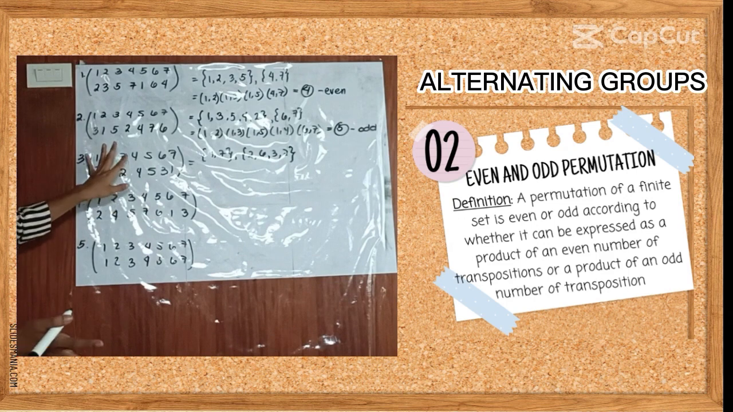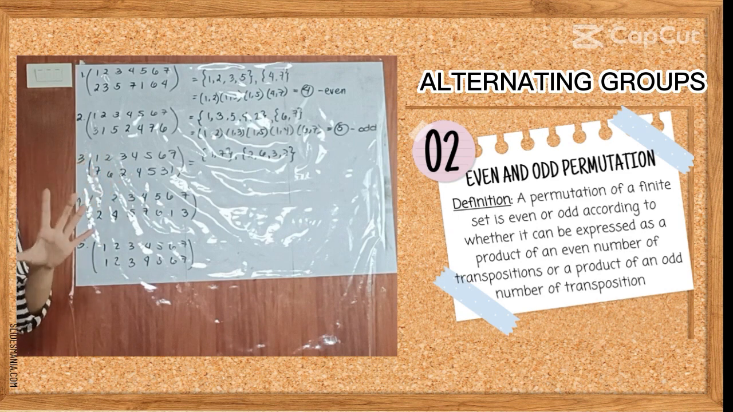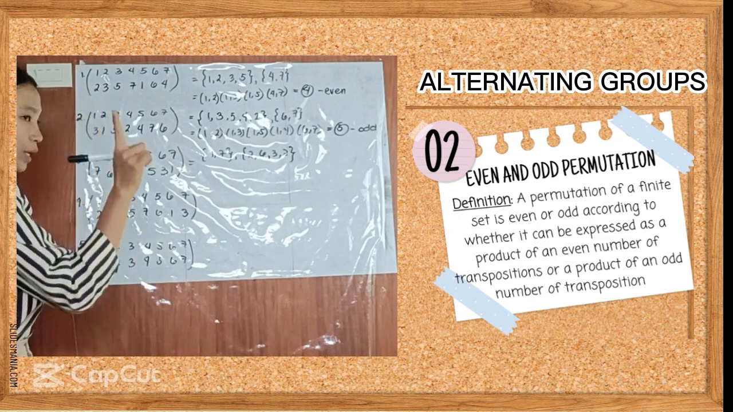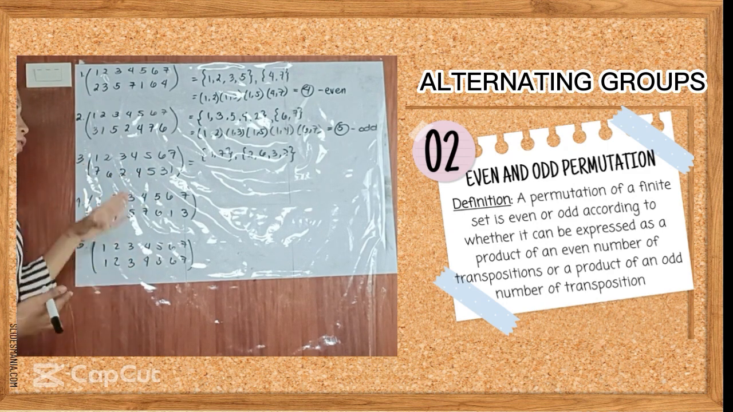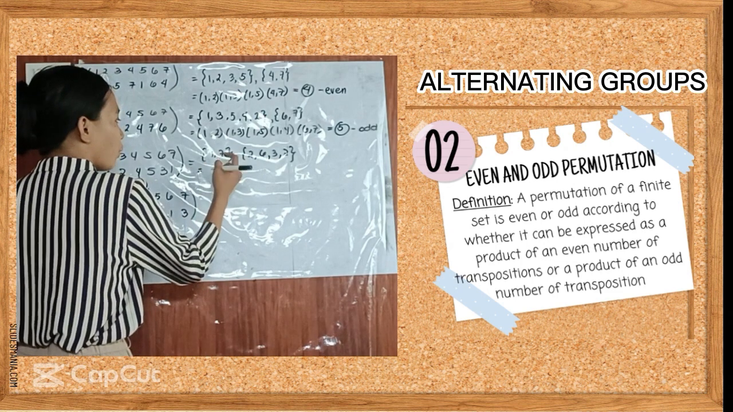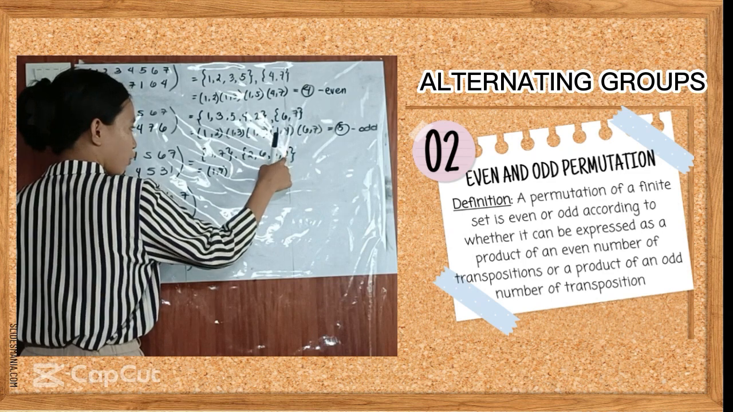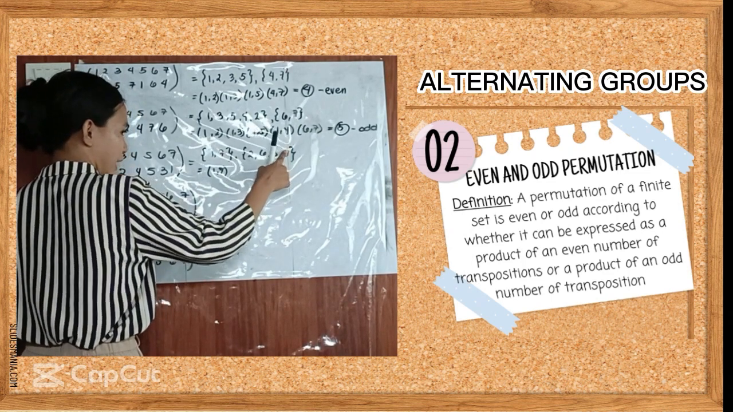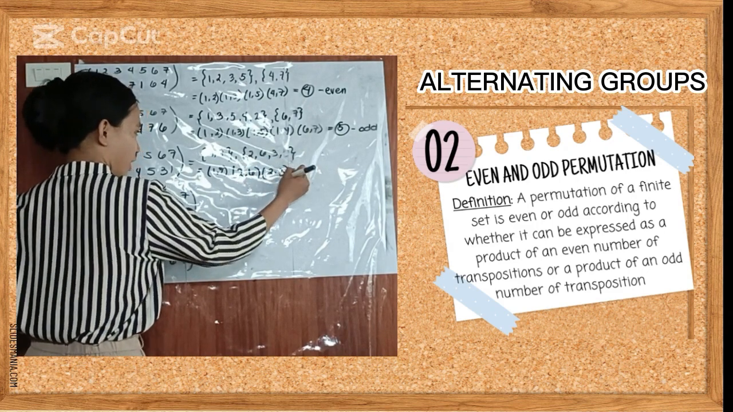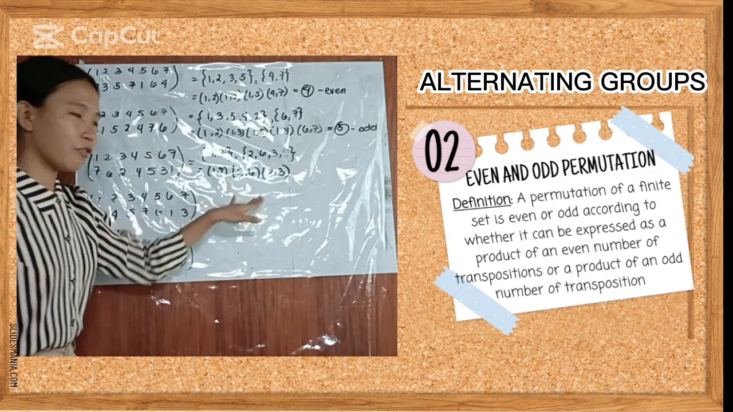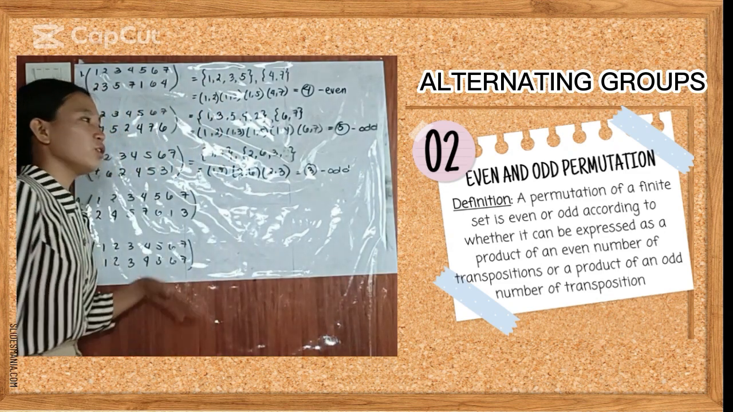So last, we have the 4, 4. We are not going to write the 4, 4 because we don't have a product of transpositions with 1 like this 4, 4. So we have 1, 7, 2. It already goes back to 2. Sorry for the mistake. So we have 2, 6, and 2, 3. So we have 3 products of transpositions. Therefore, it is an odd permutation.